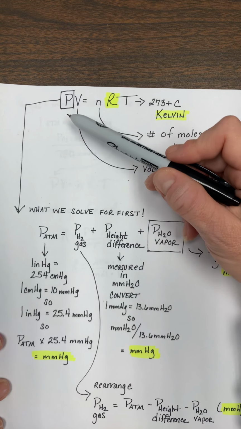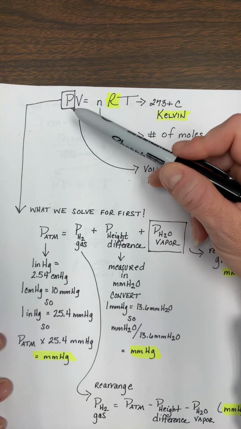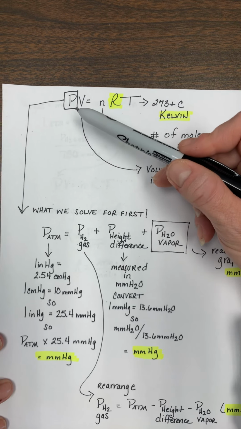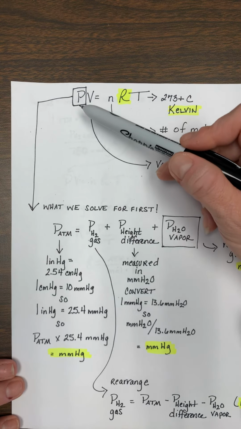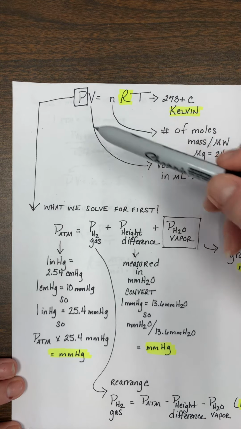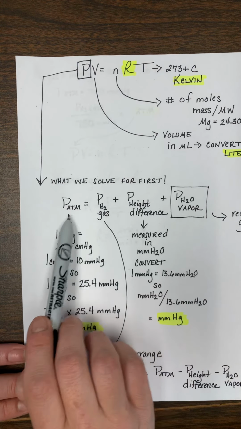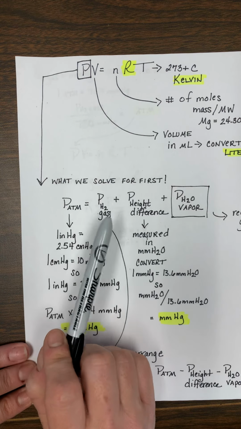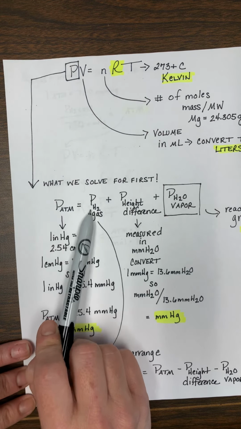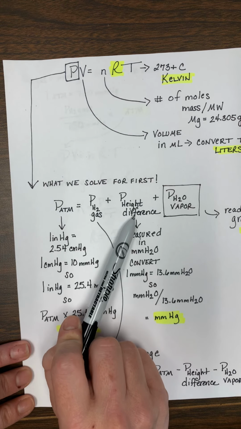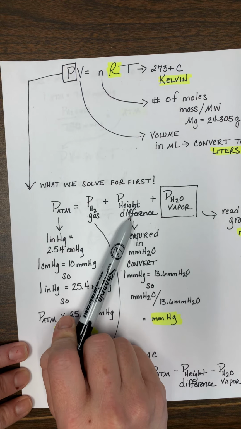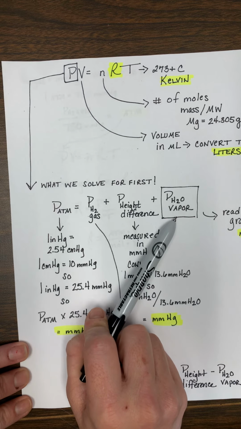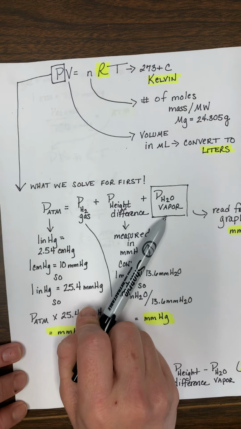And P is where you're going to see a large majority of your calculations. So we need to solve for P first, okay? What we need is the absolute pressure. The absolute pressure is the atmospheric pressure, which equals the pressure of the hydrogen gas, plus the pressure due to the height difference in water, plus the pressure due to the water vapor in the air, okay?